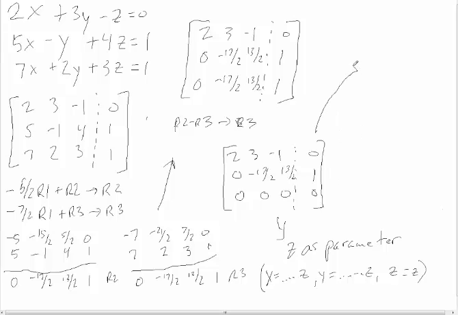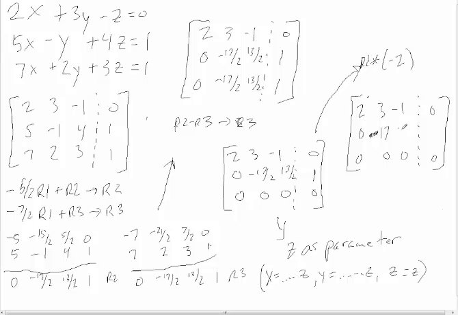Right? So now to clean up things just a little bit, I'm going to multiply row 2 by negative 2 to leave us with this augmented matrix. So the first and third rows remain unchanged, and the second row will just be negative 2 times it. So that will be positive 17, negative 13, and negative 2.